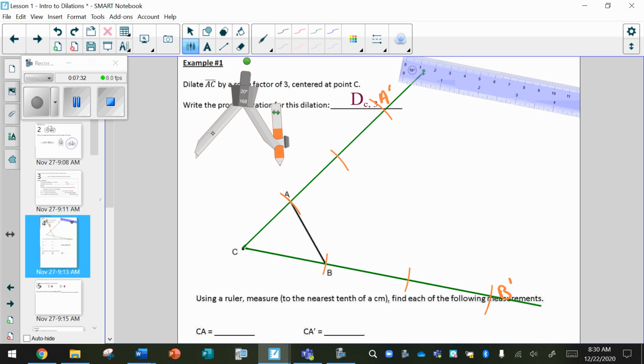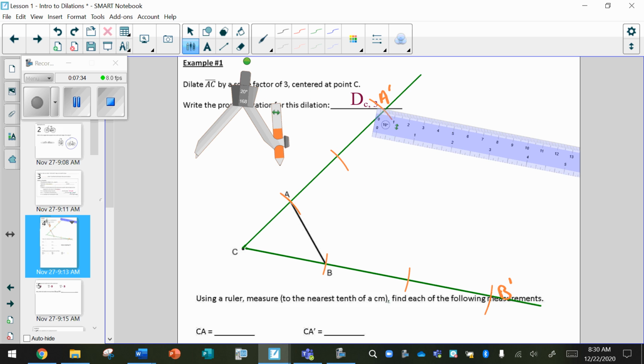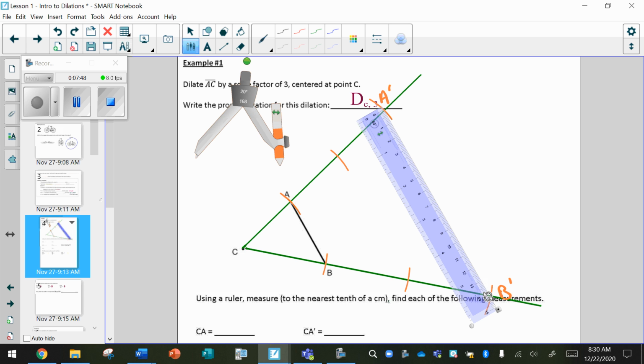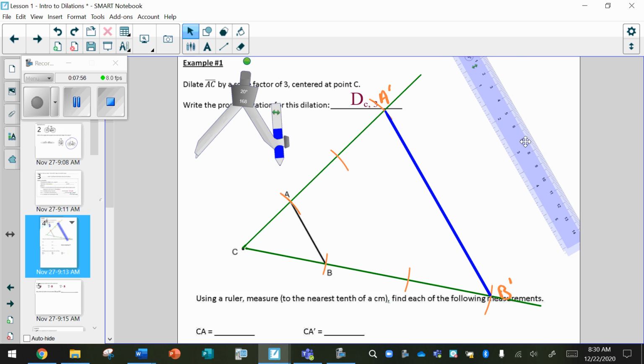Now I can take my straight edge, connect A prime to B prime. And I'll have my segments. There's my dilated segment that is now 3 times larger than the original AB.